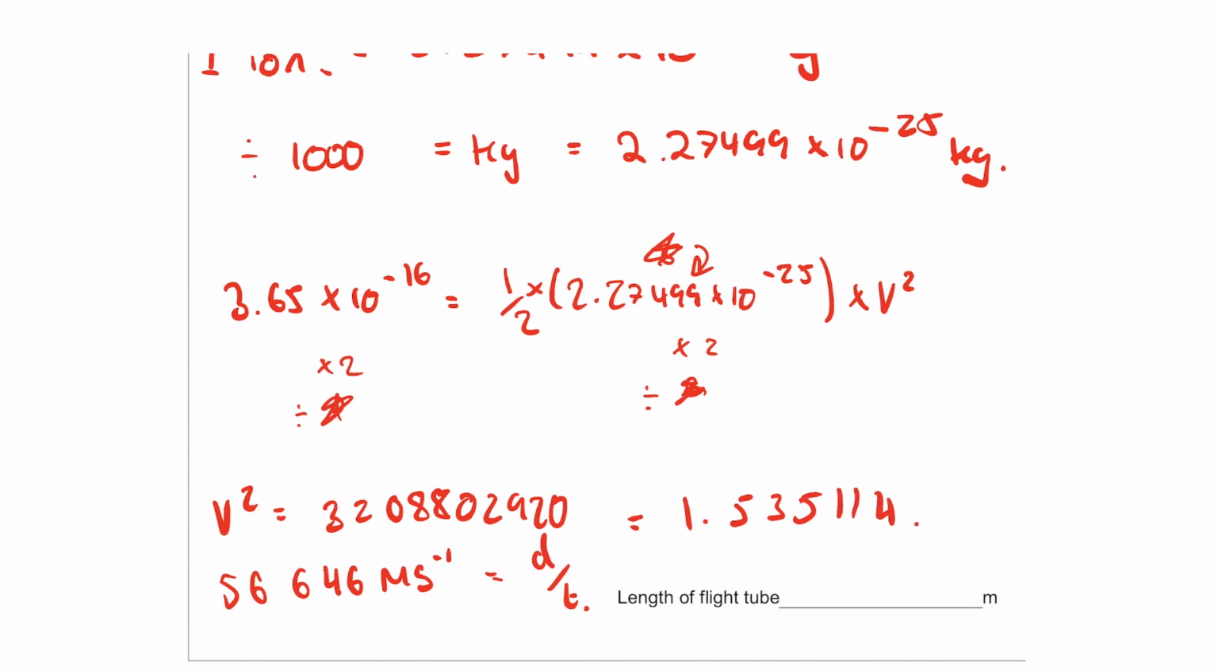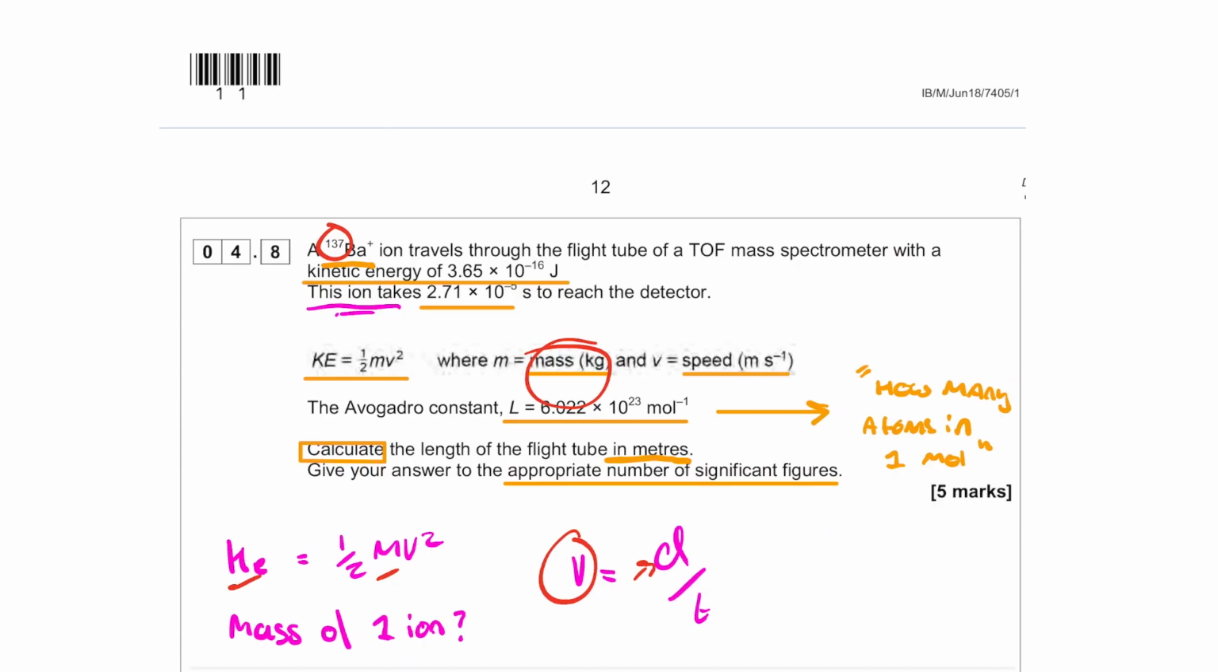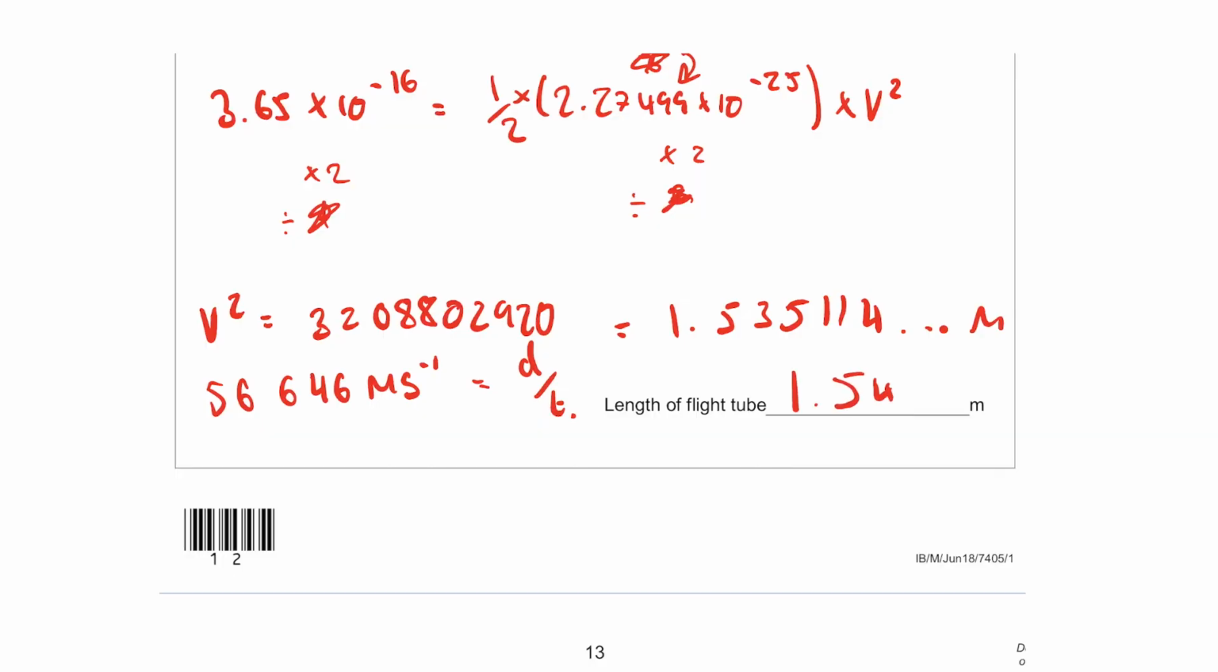1.53514 meters. It asks for an appropriate number of significant figures, and that always means the piece of data with the least significant figures. So the least significant is 3. So we must do 3 significant figures, 1.54 meters. And that is the final answer to that question.